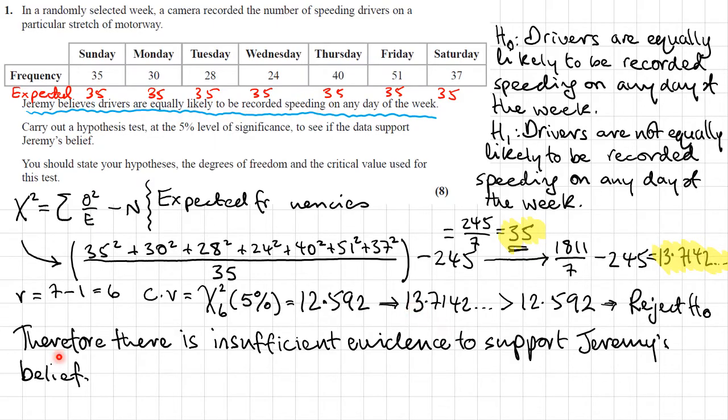We've shown that the evidence shows that they're not equally likely to be recorded speeding on any day of the week. We don't need to say that whole sentence again. His belief is stated here. Is there evidence to support his belief or not support his belief? That's fine for a conclusion because his belief is stated in the question.